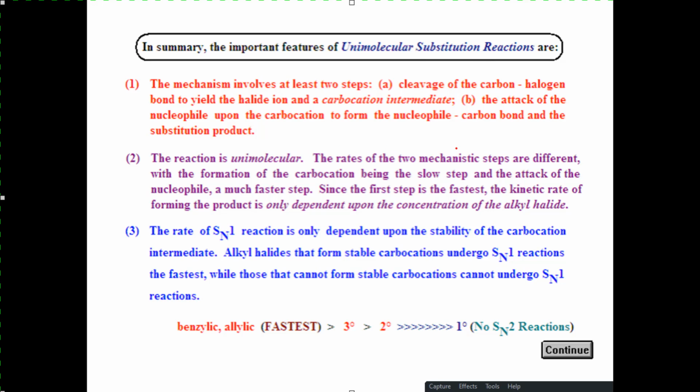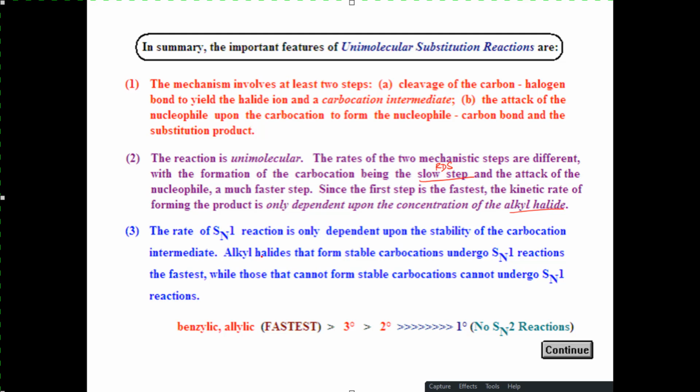The rates of the two mechanistic steps are different. The formation of the carbocation is the slow step, which is called the rate determining step, and the attack of the nucleophile is much faster. And since the first step is the slowest, the kinetic rate is only dependent on the alkyl halide. It doesn't depend upon the nucleophile concentration or how good that nucleophile is, which we'll talk about in the next lecture. The rate of an SN1 reaction is only dependent on the stability of the carbocation intermediate.